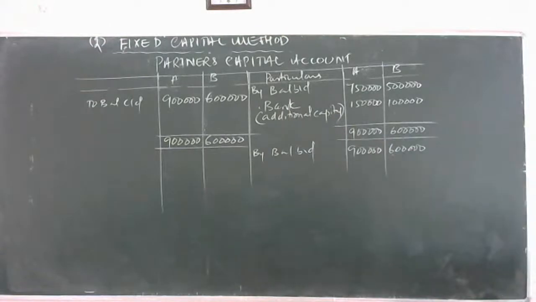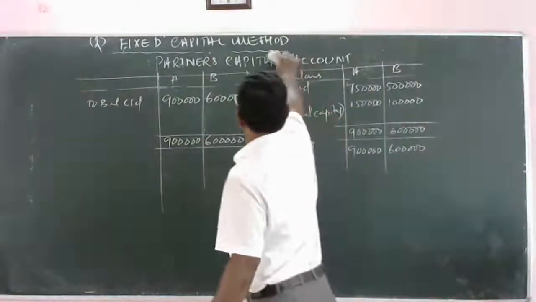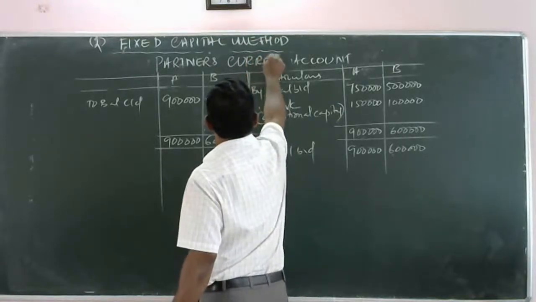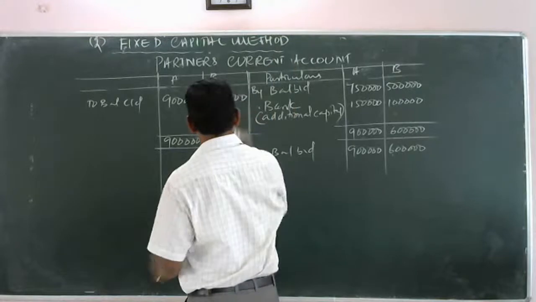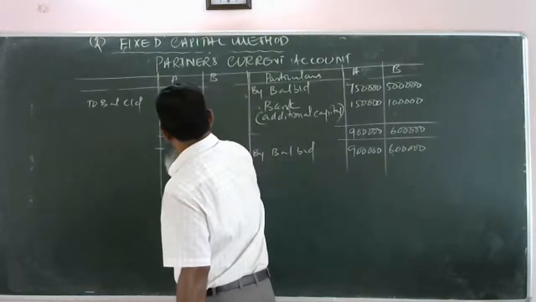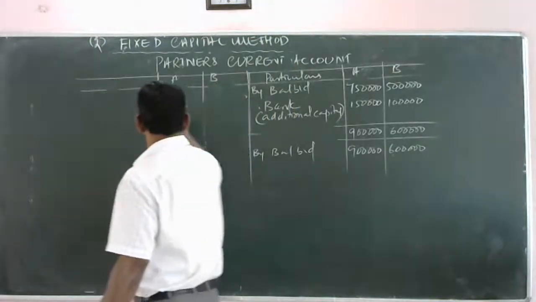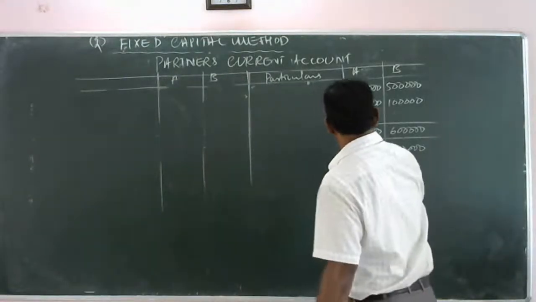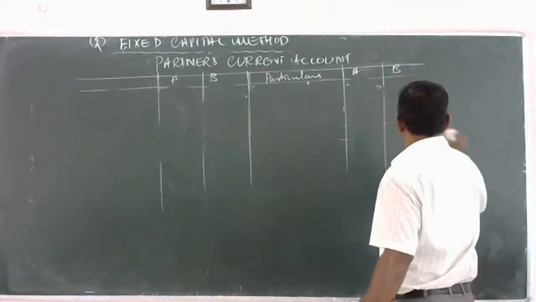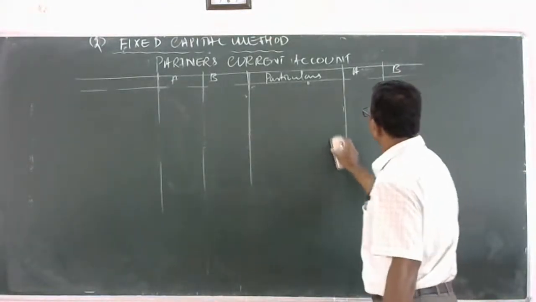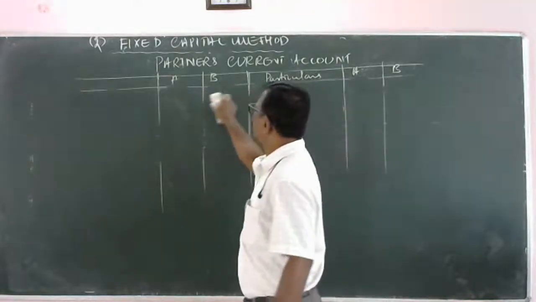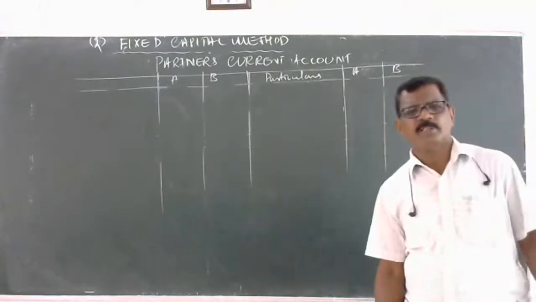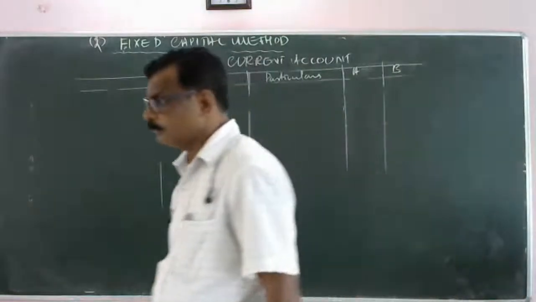Therefore, if you prepare partners' current account, it is prepared the same way, right? But you have to show only other items, that is, other than capitals, other than opening capital and additional capital. All other items are taken in the current account.